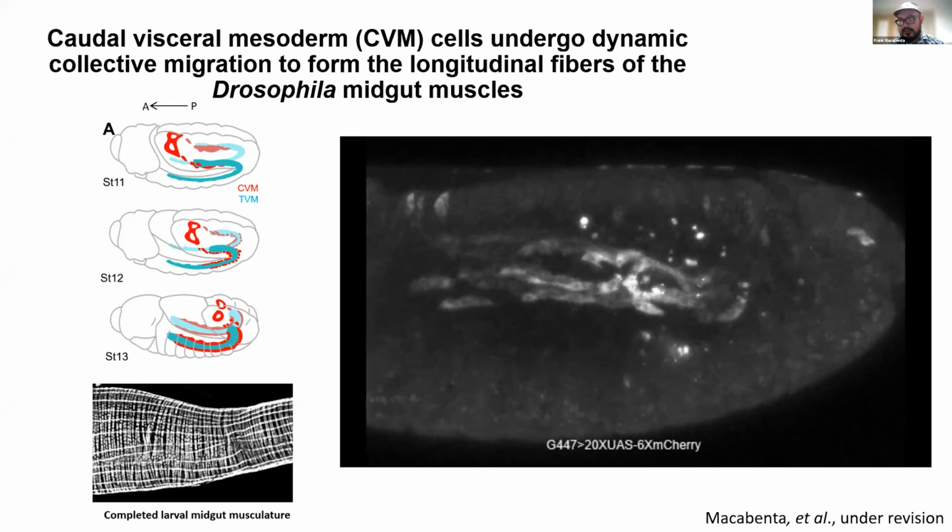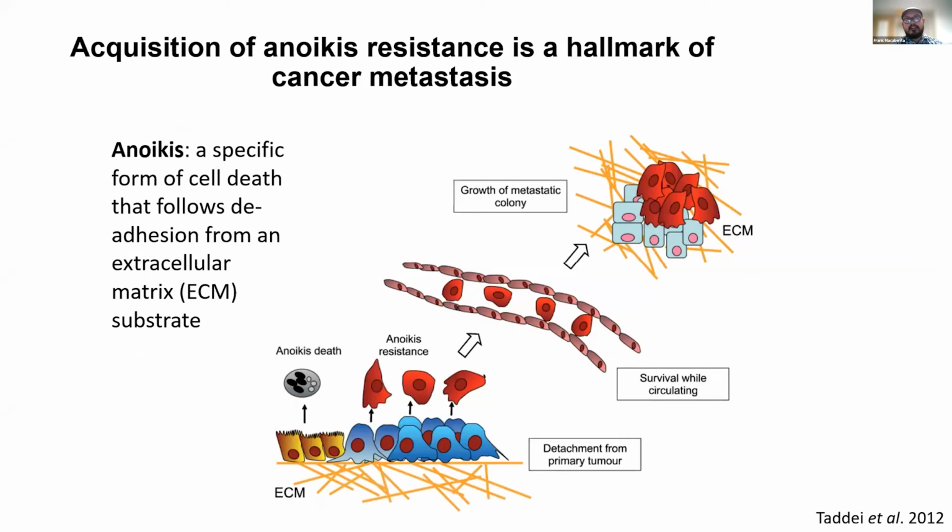Now, the cell death is a specialized form of cell death called anoikis. And this anoikis cell death is defined as the loss of adhesion from an extracellular matrix substrate. Now, anoikis is really relevant to public health because the acquisition of anoikis resistance is a precursor to various types of metastatic cancer.